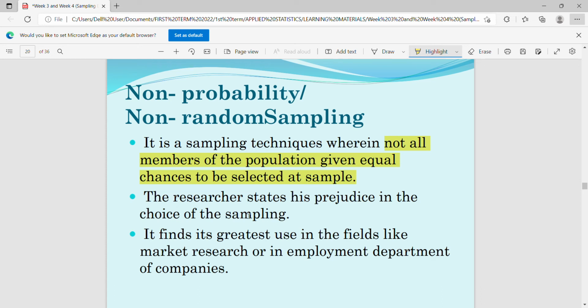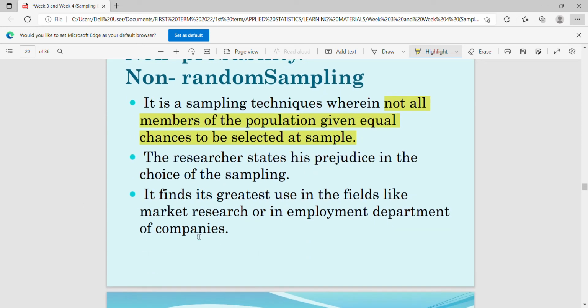So the researcher states his prejudice in the choice of sampling. So there is a free will for the researcher to use his choice of the sampling. It finds its greatest use in fields like market research or in the employment department of companies. So non-random sampling is mostly used for market research because it is something like, the population is large, and in most of these market researches we cannot determine the population in the study. So it is appropriate to use non-random sampling.